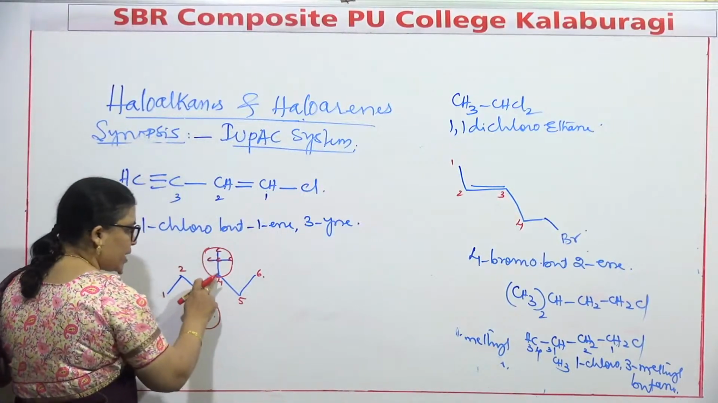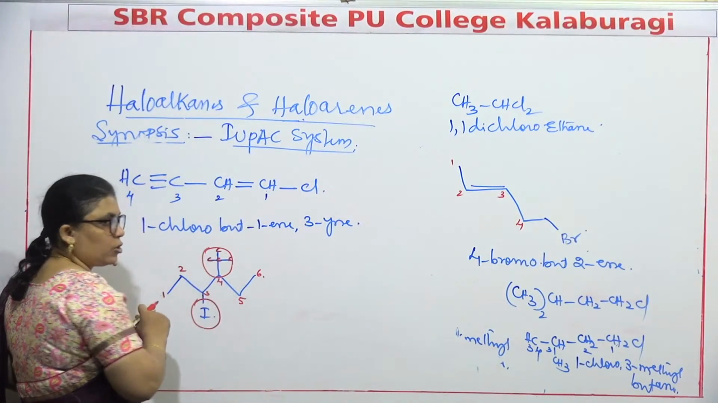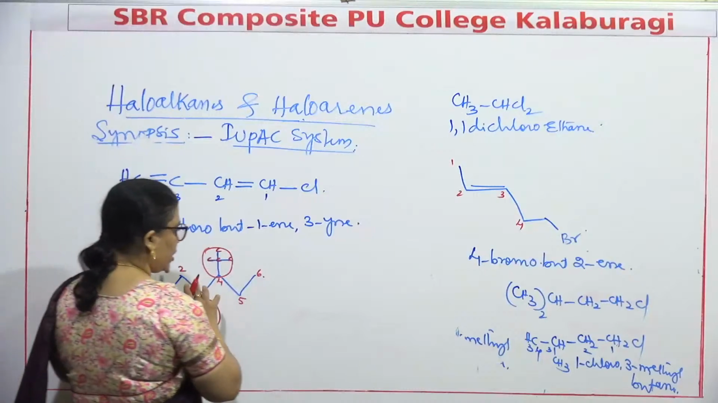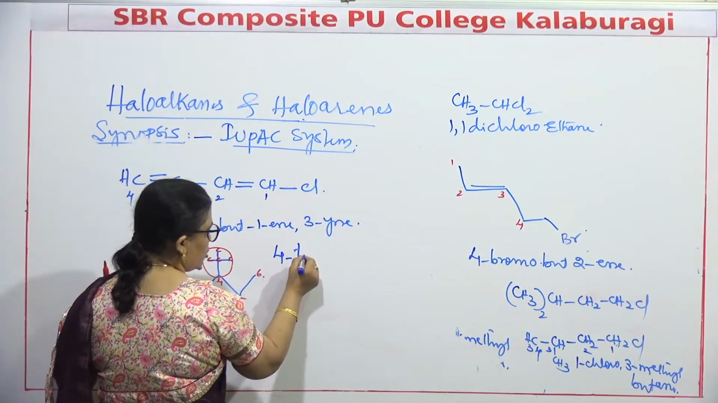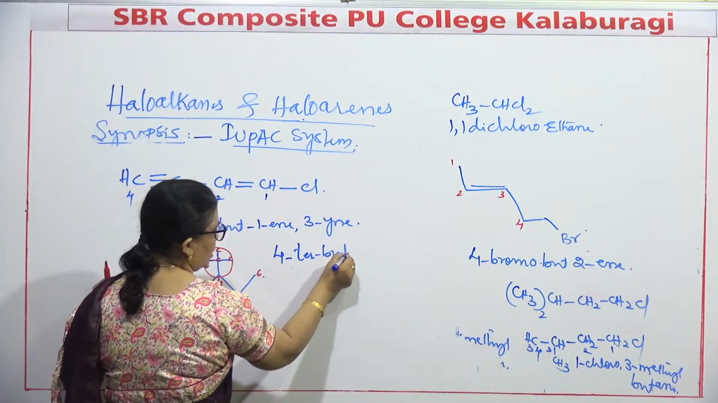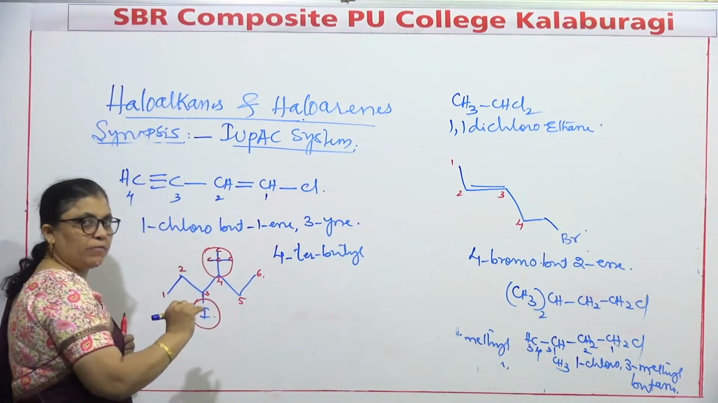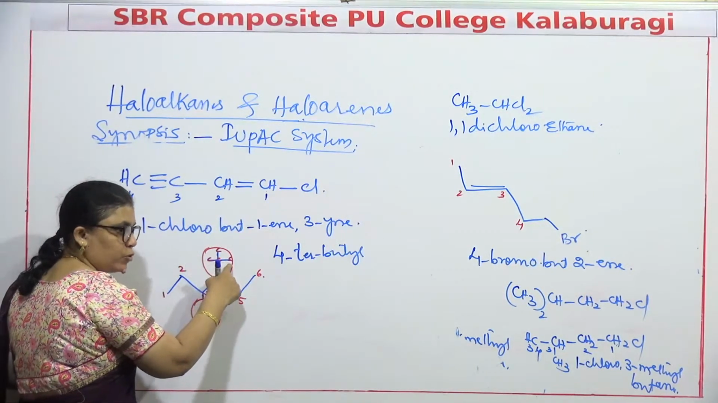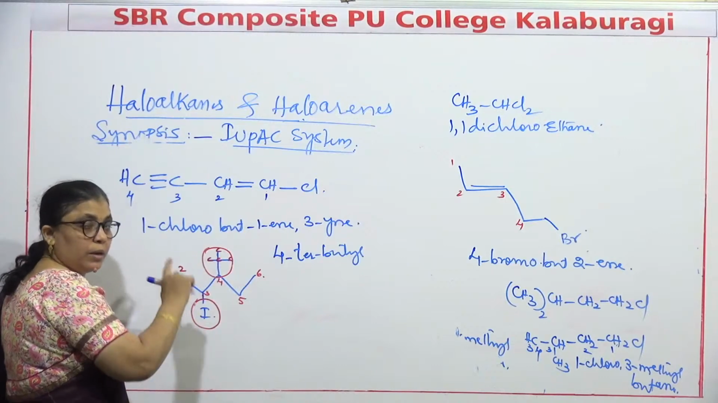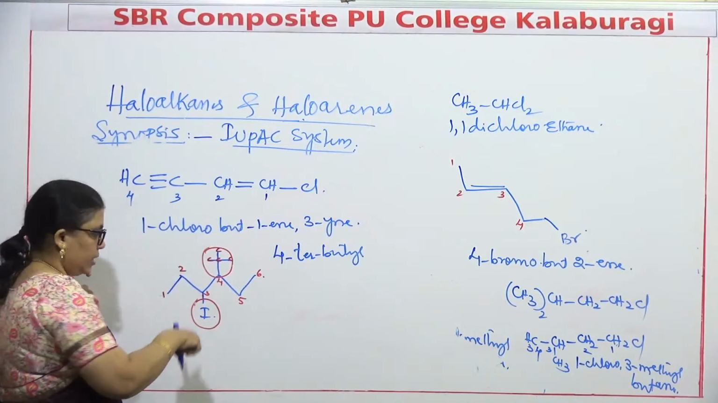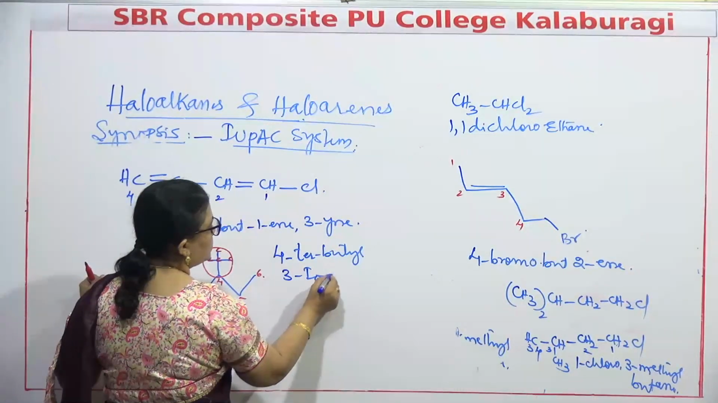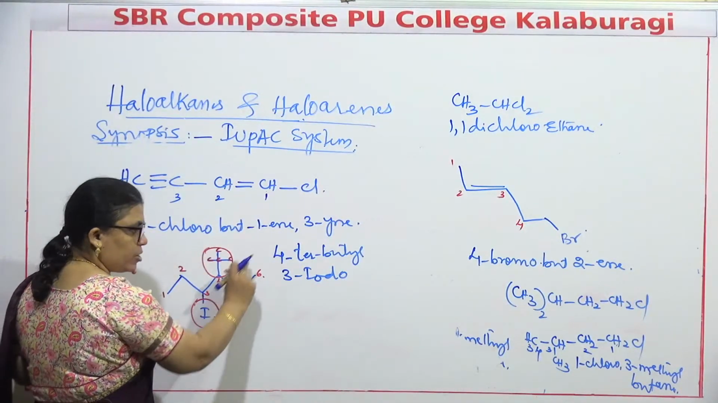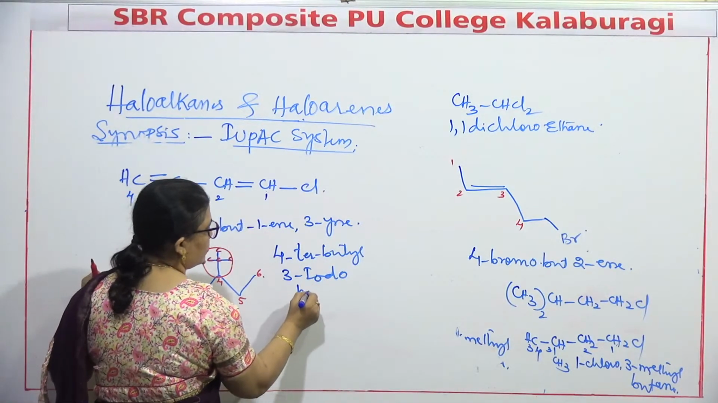At the fourth carbon atom, we are having tertiary butyl. According to alphabetical order, this is butyl and this is iodo. B will come first, then I. At the third carbon atom, we are having iodo. How many carbon atoms in the chain? 6, hex.